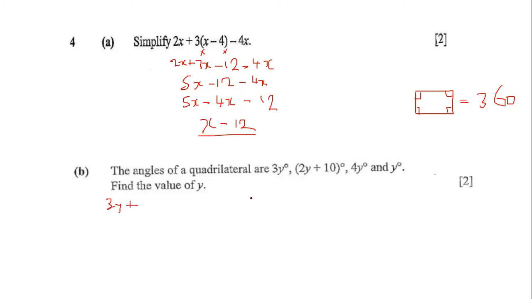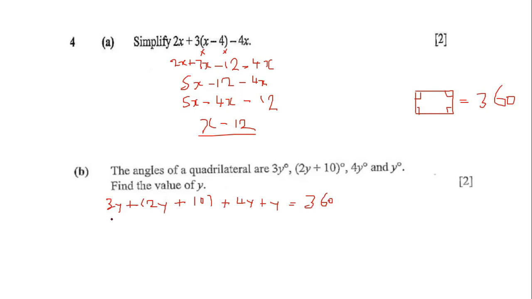So to find the value of y here, we are simply going to add 3y, plus this one here is 2y, so this one is 2y plus 10, plus 4y, then plus y, and equate this to what? 360. So we equate it to 360.